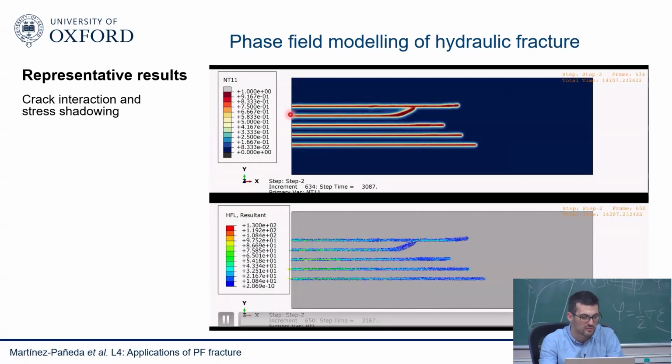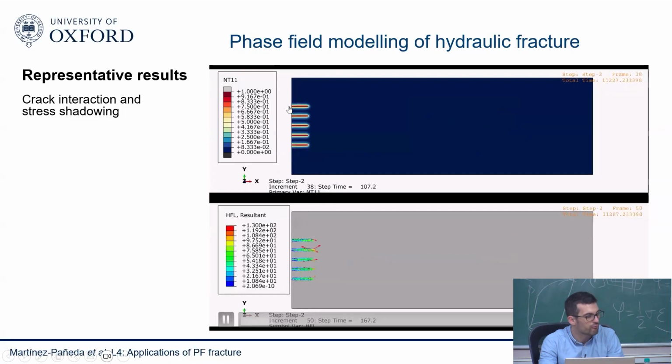What you see is depending on the spacing, you get different behavior. But eventually you see all the cracks propagating, there's a bit of shielding effect, and some of the cracks interacting with each other. Let me just play it again. So again, 4 injection points, you are injecting a fluid, your crack is growing. This is Abaqus, by the way.